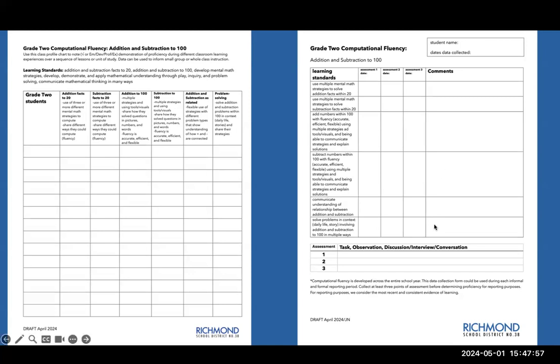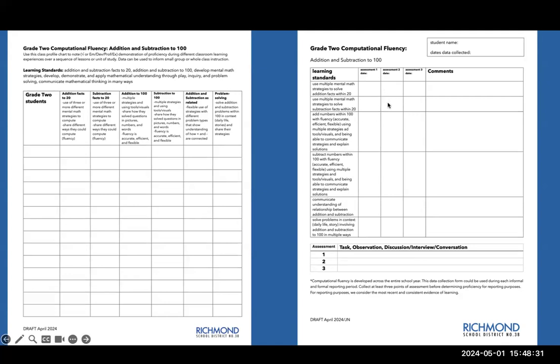So again, there's a place at the bottom here. So this might be computational fluency questions recorded in Math Notebook on May 2nd, or it might be number talk on May 3rd. This one might be math games during math workshop on May 8th. And so you know what the task was, and then you can write down again the date and then whether you're determining proficiency or not in relation to those different learning standards.